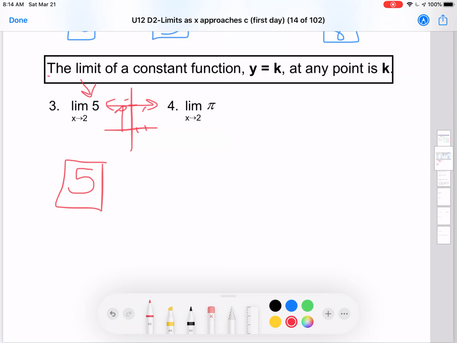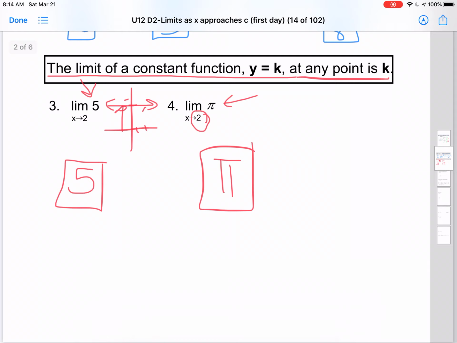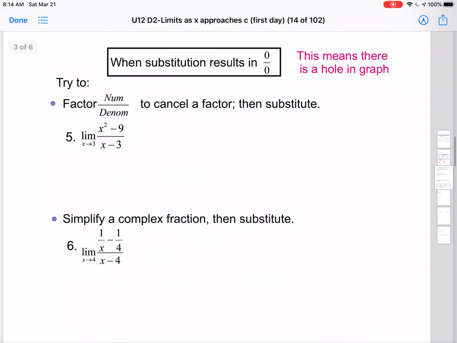So it says the limit of a constant function, y equals k, at any point is just that value. So same thing here. It doesn't matter what it is. This is a constant. So the answer is just pi. And again, you could look at the graph. Okay, so now for some more fun ones.